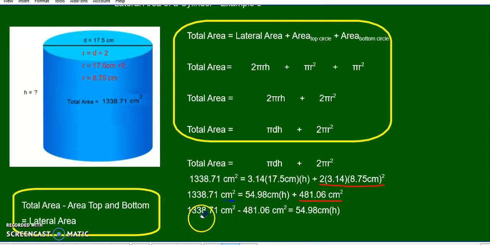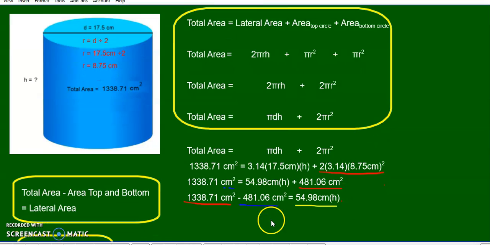Now if I take the total area and I subtract the two circles, I'm left with the lateral area. Okay? And now what I'm going to do is subtract here. Now what is the lateral area going to be? Well, just subtract, and you get this number, 865. That's the lateral area. And now my equation is becoming simpler.